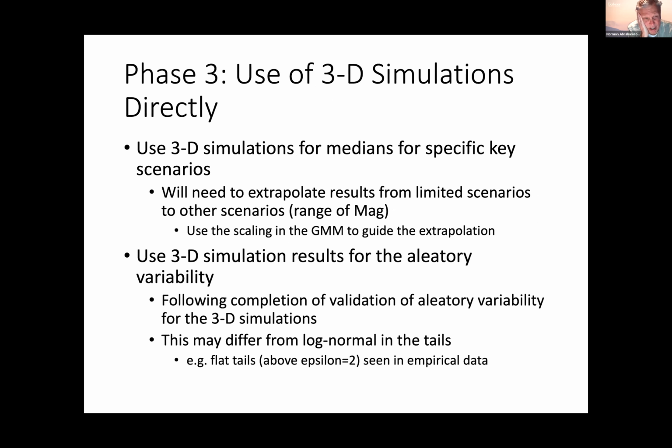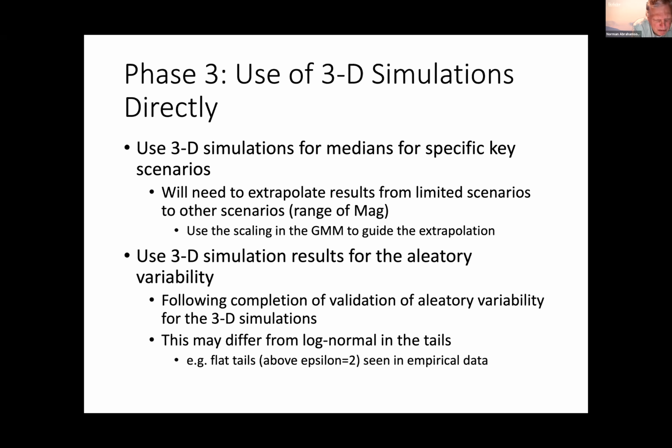So then phase 3 is getting to using the 3D simulations directly. And this is what most of you envision as, here's what we should be doing, and let's charge forward. I think this is still several years off, but we ought to be getting started and moving down this direction. So in this case, we would still have 3D simulations for key scenarios. We're going to have them for more scenarios to go forward, but we're going to use them both for the median and we're going to use them for the aleatory variability. So this requires completing the validation of the aleatory variability part that we haven't been doing yet.